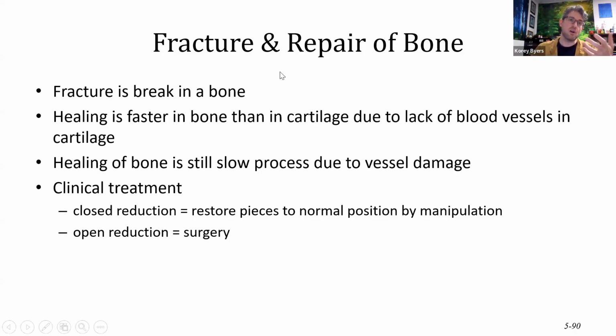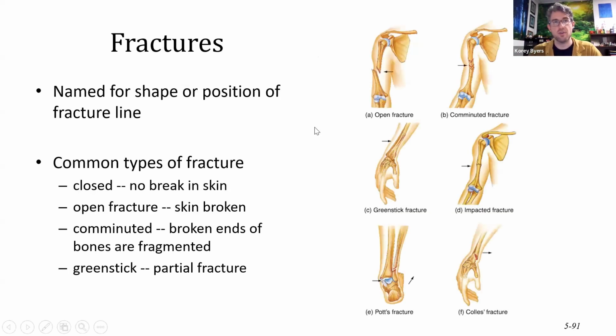However, because cartilage is avascular, you're going to find much more healing in the bone section than in the cartilage. Cartilage has difficulty healing because of the lack of oxygen. If you can see the bone, that's considered open. Or if you have to go in and open the body to fix that fracture, that's an open reduction. If you can't see the bone, that's closed. Or if you can pop it back into place without doing any surgery, that's closed reduction of the fracture.